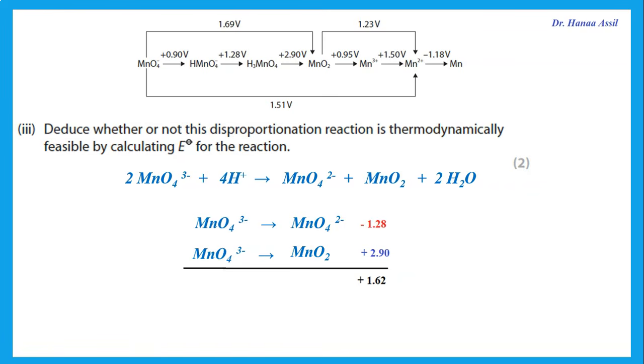And from MnO4 3 minus to MnO2 we're given on top there, it is plus 2.9. So we calculate the E cell. The E cell, when you add this up, is plus 1.62. The E cell is positive, and therefore the reaction is feasible.